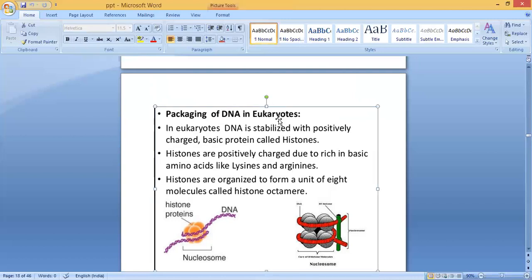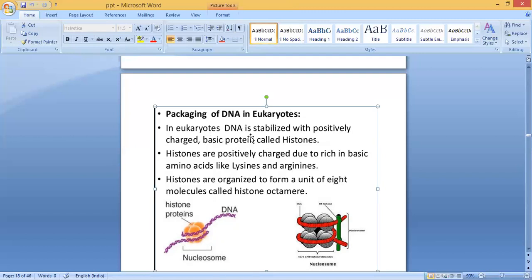Eukaryote means true nucleus. In eukaryotes, DNA is stabilized with positively charged proteins. DNA actually has a negative charge. So it is joined with positively charged basic proteins. They are called histones. You can see here this purple color, this is DNA, it is negatively charged. These are the histones, they are positively charged. So together it is called a nucleosome.